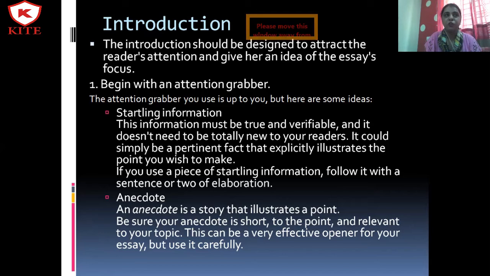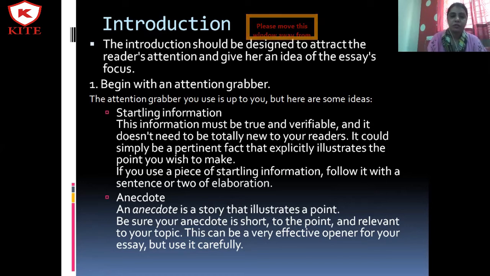But it is not that you must keep on telling your story for paragraphs and paragraphs. You have to cut it short. It should be short, bang on point, and in relation to the topic you are about to say. This can be a very effective opener for your essay, but use it carefully. Yes, it is not everyone's cup of tea to relate the topic with a story, because finding a story that completely relates with your topic is very tough.